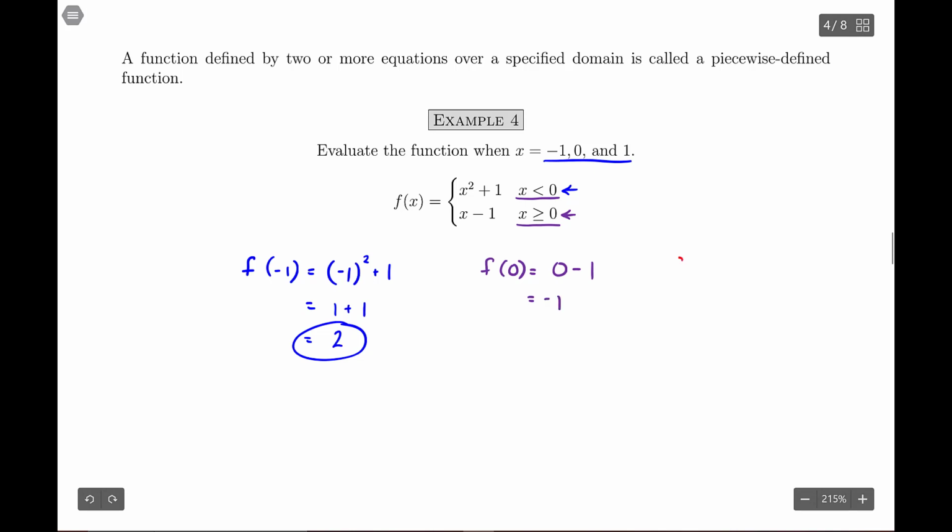And then the last one is when x is equal to 1. Again, we're going to use that second line because that second line is defined when x is greater than or equal to 0. 1 is definitely greater than 0. So we just substitute in our value for x. 1 minus 1 is 0. And there we've evaluated this function at multiple points across its domain, and we've come up with these solutions.